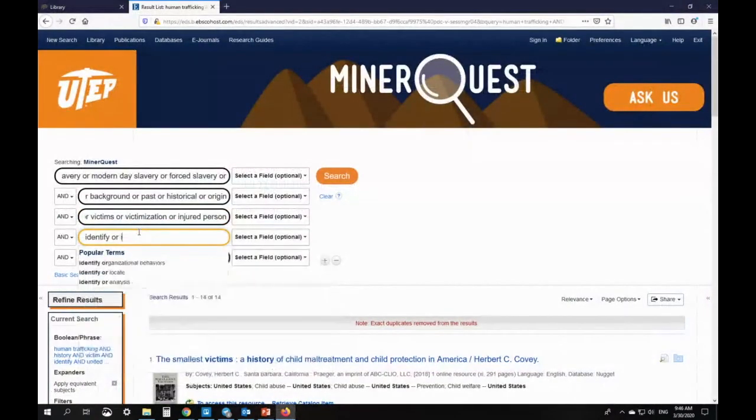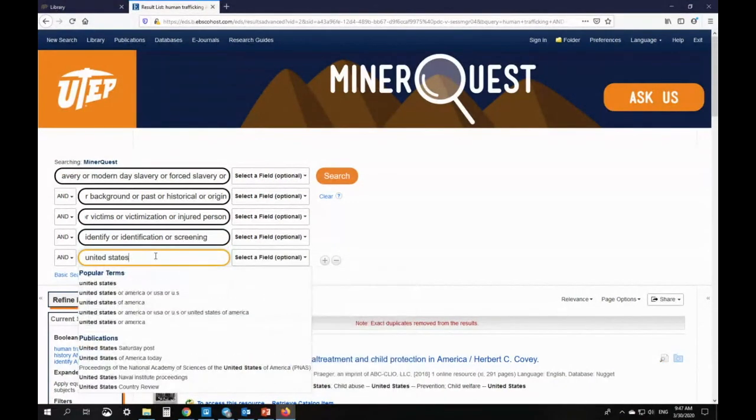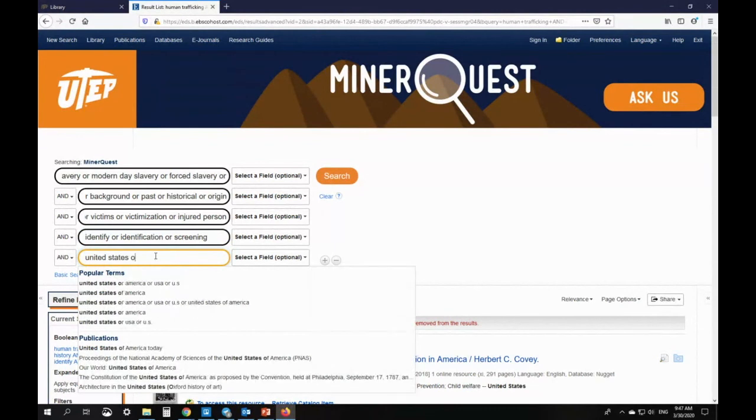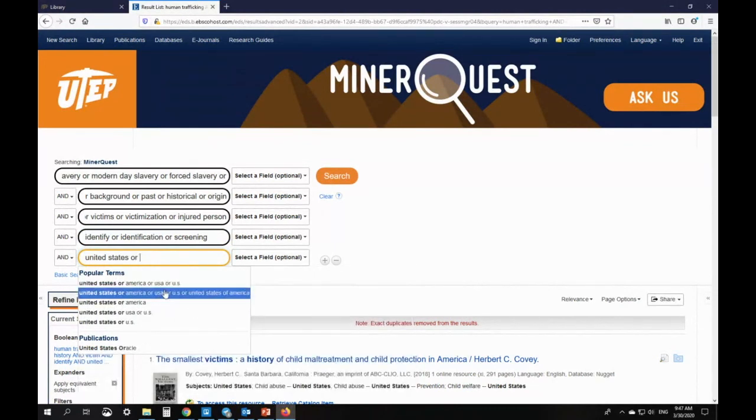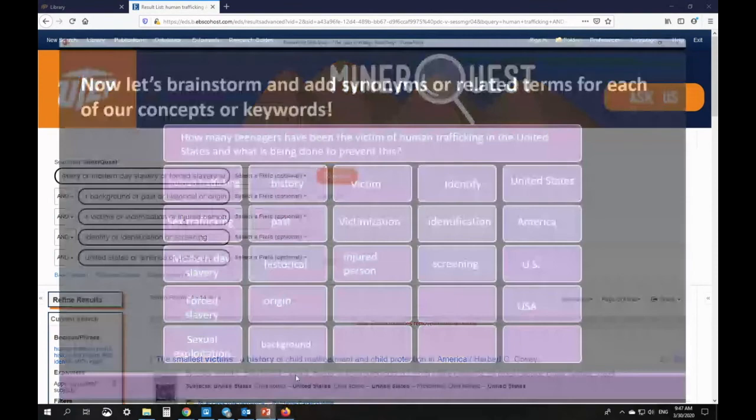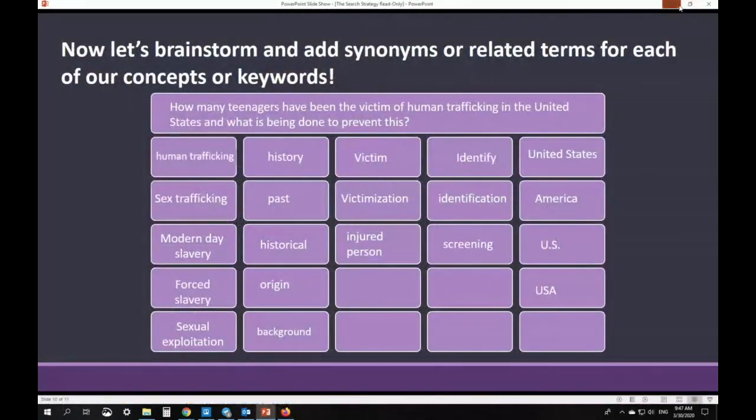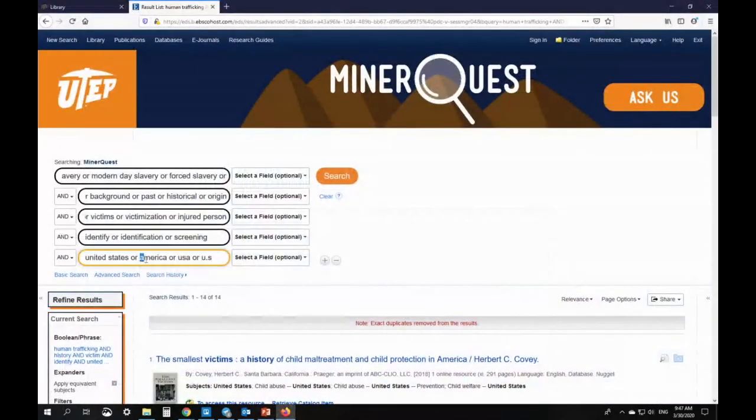Identify, identification or screening. And you don't have to pick the suggested terms. You can just type in your synonyms or related terms. Now for United States, I'm going to type United States or America or USA or US because that's what I have in my graphic organizer.